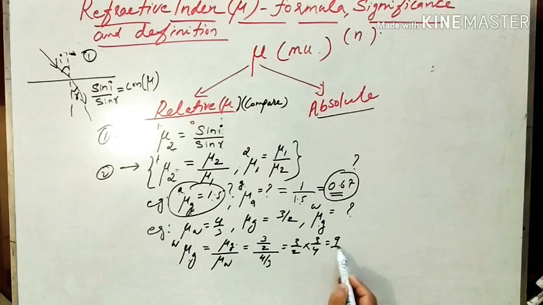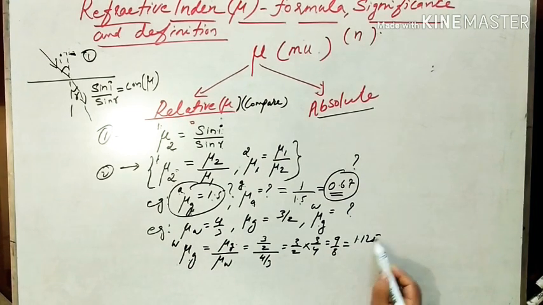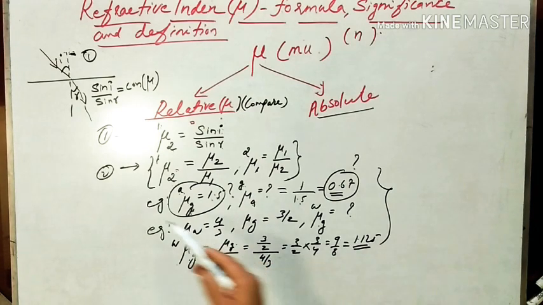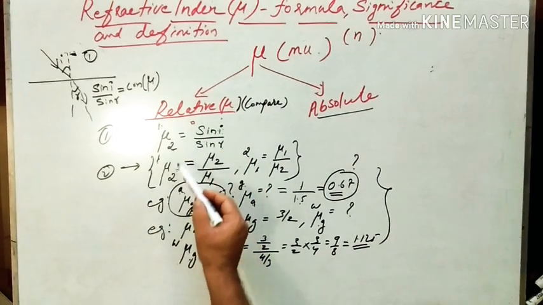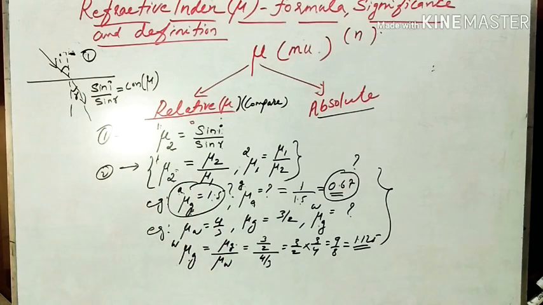That is equal to 9/8. You are getting it as 9/8. That is equal to 1.125. It is a unitless quantity. All right. Is it clear to you? Fine. This is the second one, relative refractive indices of one medium with respect to another medium.